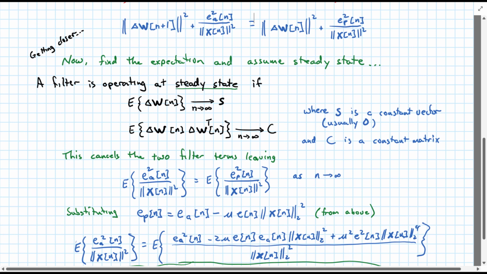Now we're going to take the expectations and we're going to assume steady state. So for us, we'll say that a filter is operating at steady state if the expected value of the misadjustment of the filter goes to a constant, and usually we want that constant vector to be 0. And we showed that for mean squared convergence, that indeed is 0. And also that the variance of the weight misadjustment goes to a constant. This would be a constant matrix. This is an autocorrelation matrix on the misadjustment of the weight values.